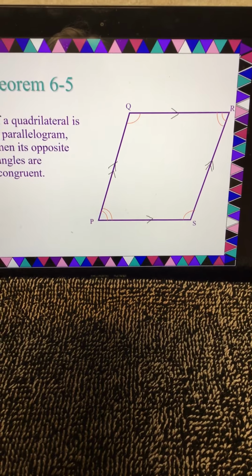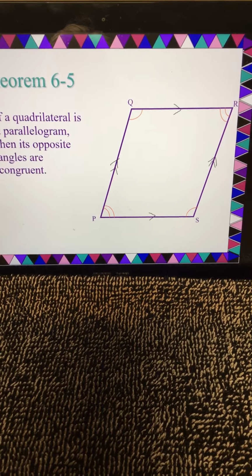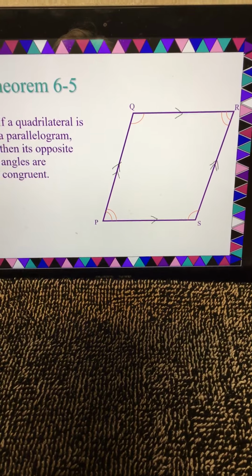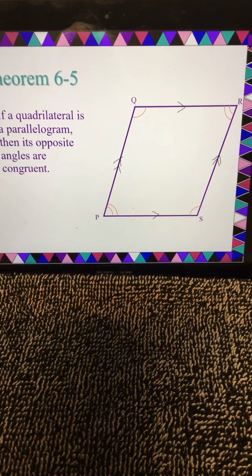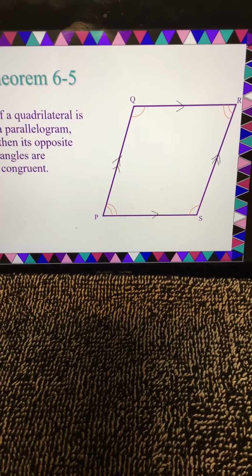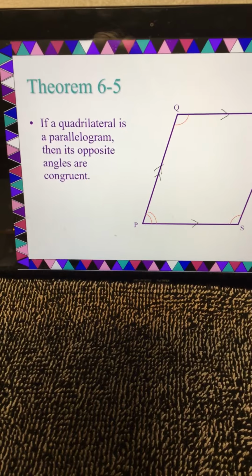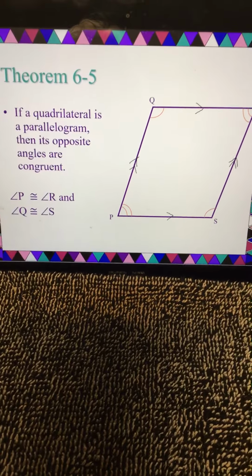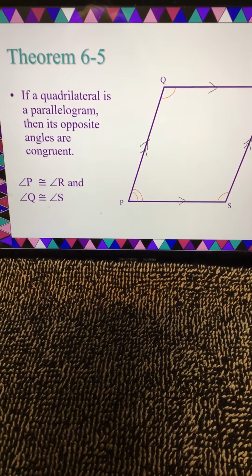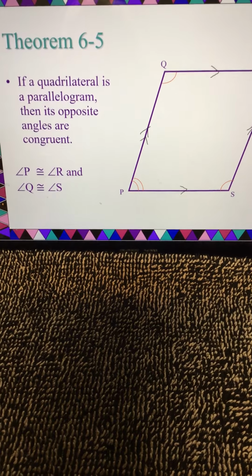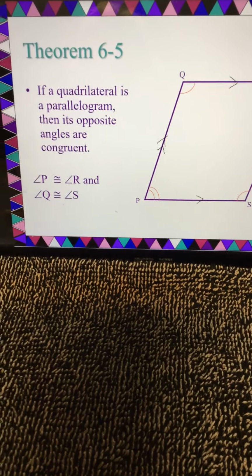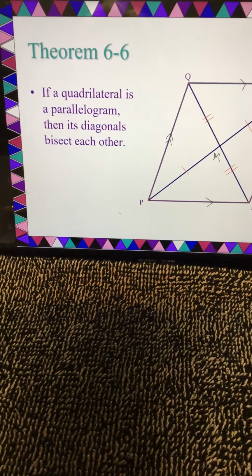I have those marked in my picture, and you need to mark those in your picture. Q and S are opposite, so they have to measure the same. P and R are opposite angles, and they have to measure the same. You need to fill in your angles on your sheet. Angle P is congruent to angle R, and angle Q is congruent to angle S.